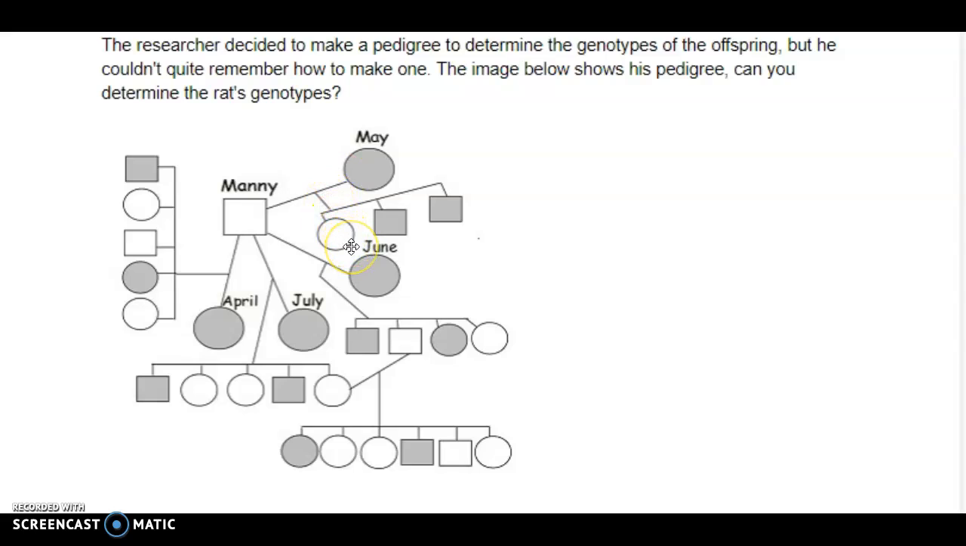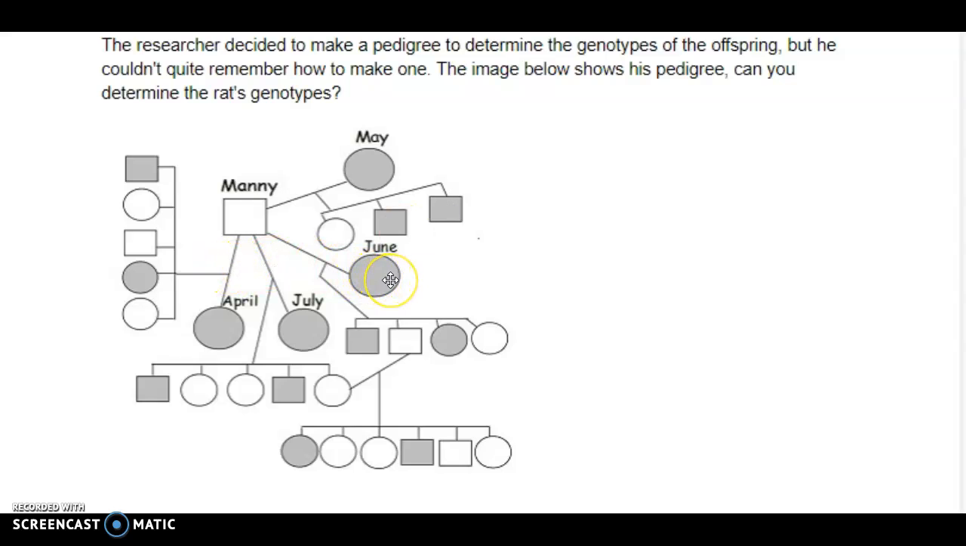They had a daughter together who is not affected, so she has a big A. She got a big A from Manny. But then they had these two sons that are affected. So May gave one of those little a's, but the other allele had to come from Manny. So Manny has to be heterozygous, because he had to give this son a little a and this son a little a. So Manny is going to be big A, little a. May's little a, little a. This one is big A, little a, because May can only give a little a. These two would be little a, little a.